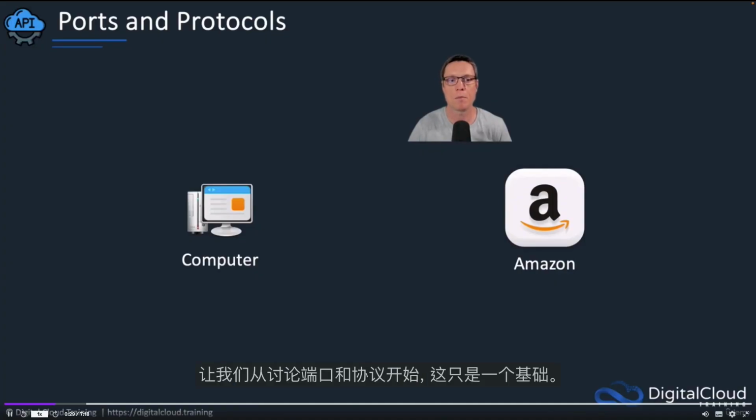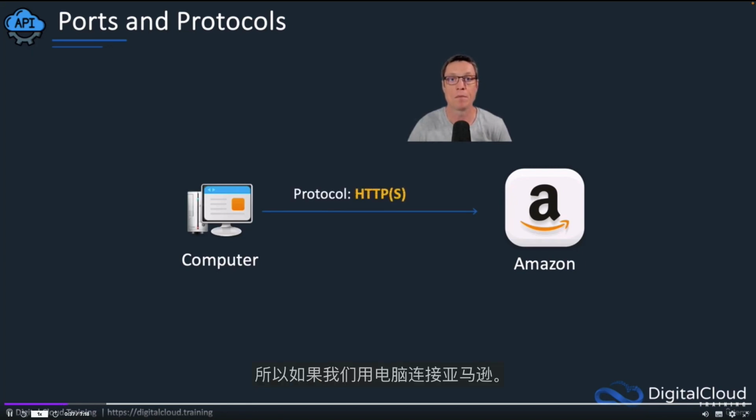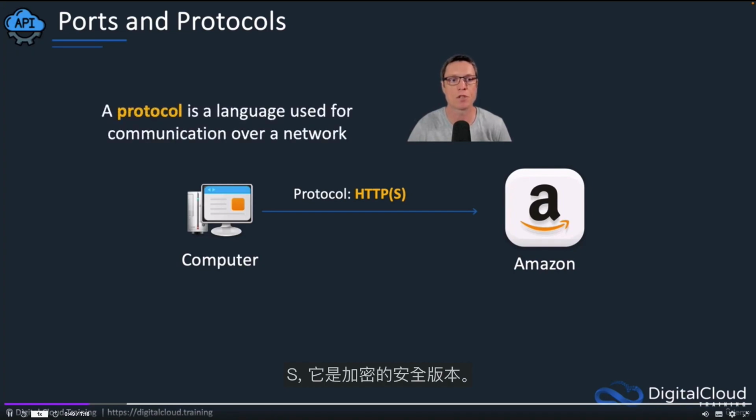Now let's start off by talking about ports and protocols, just for a bit of basis here. So if we're using a computer to connect to Amazon.com, so the website Amazon.com, we're going to be using a browser. Web browsers use a protocol, that is HTTP, the Hypertext Transfer Protocol, or HTTPS, which is the secure version with encryption. Now, the protocol is essentially the language that's used for communication over a network. So HTTP is used over the internet. It's a really great protocol for the internet. It's very reliable across the internet, which can have varying performance.